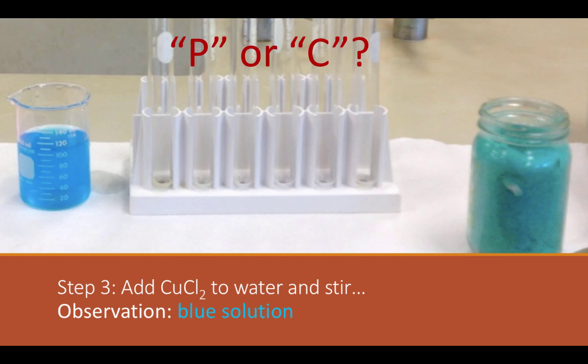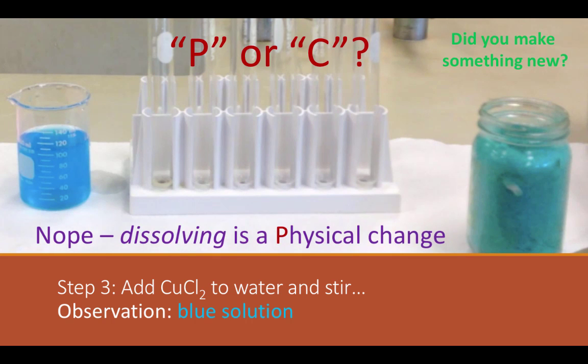So you started by adding some copper chloride to water and stirring until it disappeared. You should have observed a blue solution. The question is, did I make something new? The answer is no. You simply dissolved the solid copper chloride and made an aqueous copper chloride solution. As we just discussed, dissolving is a physical change. The new phase you observed was not the result of a new substance being formed.